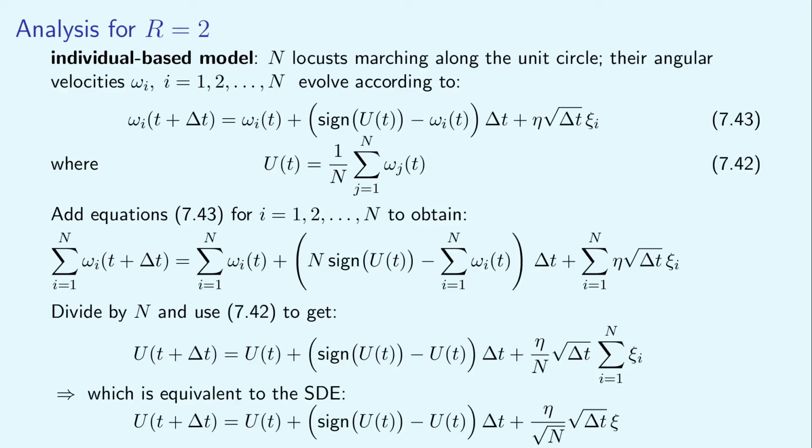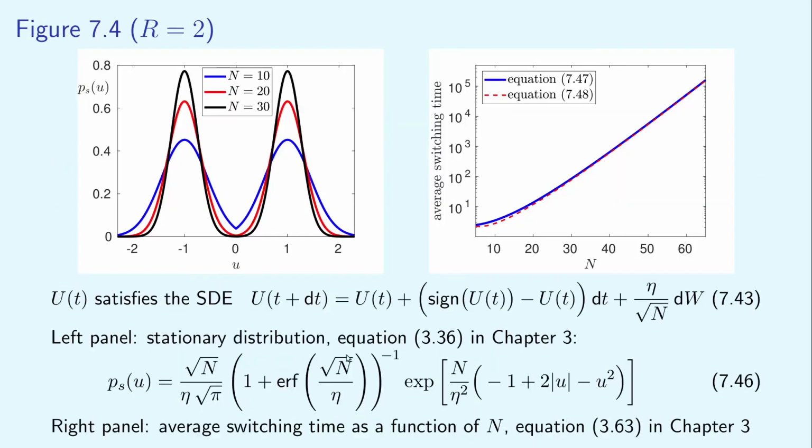So we can indeed write the equation for the average velocity of locusts u_t as a stochastic differential equation. In particular, we can now apply all the theory which we developed in Chapter 3 to analyze this problem. Using equation 336, we can immediately calculate formulas for the stationary distribution, which is presented for different numbers of individuals in figure 7.4. We confirm our observation that the switches between the two macroscopic states of the system corresponding to u equal -1 and u equal +1 will less likely occur for larger groups.